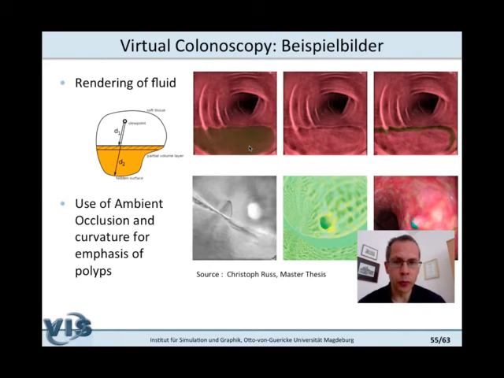What they also did, by the way, was to detect polyps automatically based on curvature information. A polyp is a structure where the approximated curvature is higher compared to the surrounding, and you can use this information in order to detect, let's say, at least candidates for polyps where the user should look. And the results from such an image analysis are used as input for the endoscopic view and shown here.